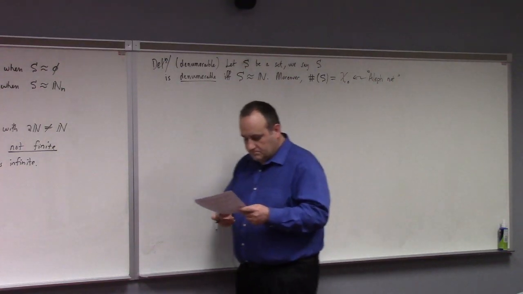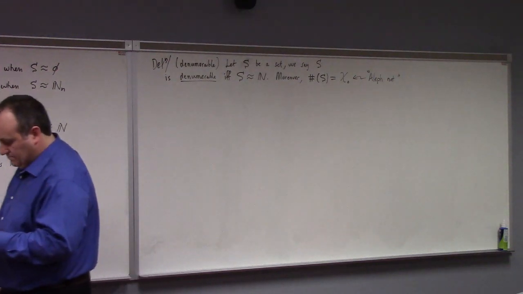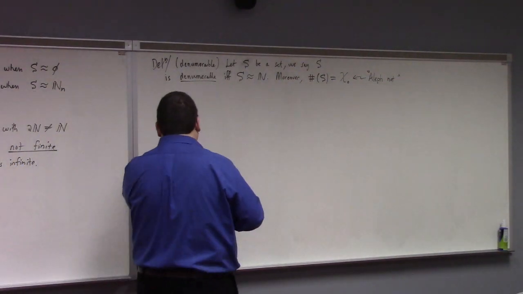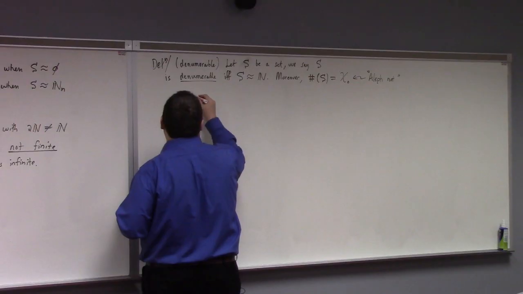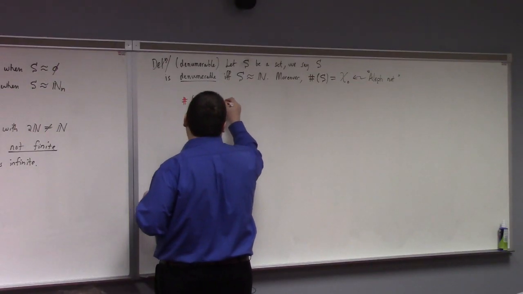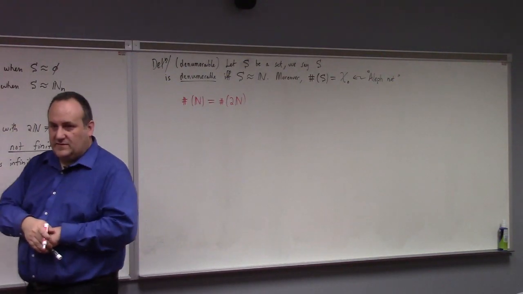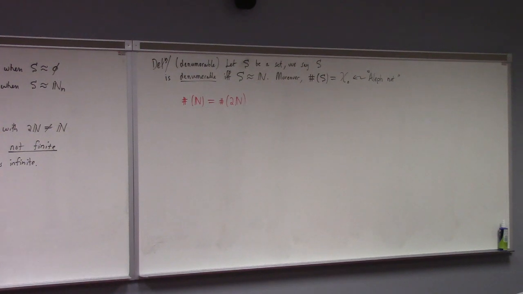Right. Aleph naught is the cardinality of the natural numbers. So here's where it starts to get weird. Because what I'm telling you is that the cardinality of the natural numbers and the cardinality of the even numbers is the same. So the number of the natural numbers is equal to the number of the even numbers, right? Because they're in one-to-one bijection. We just proved that, yeah? Which means that they're equivalent as sets. Which means that they both have cardinality aleph naught.